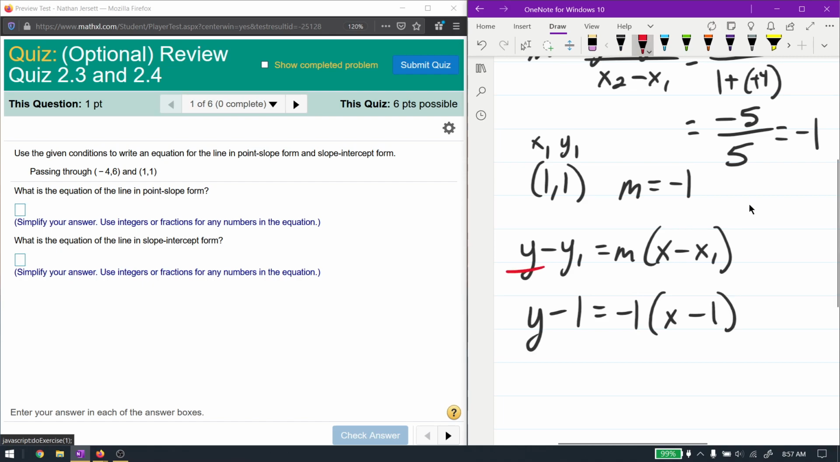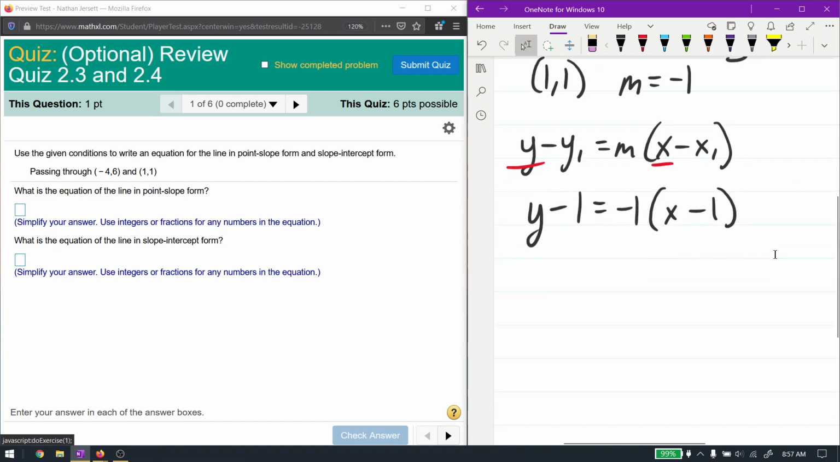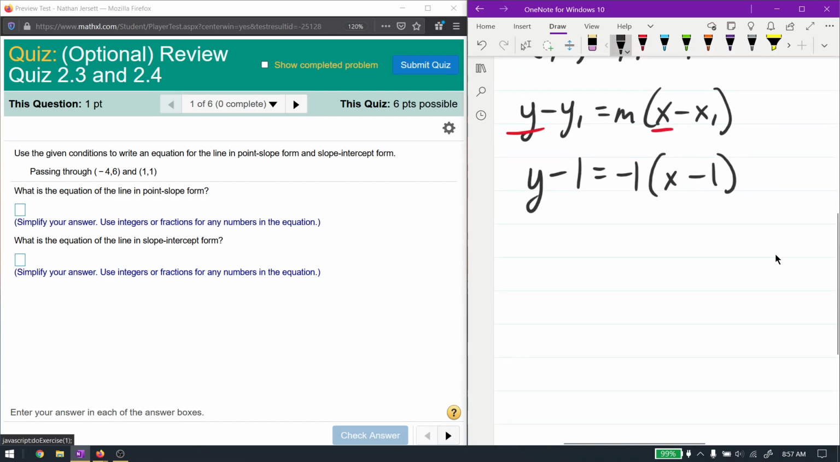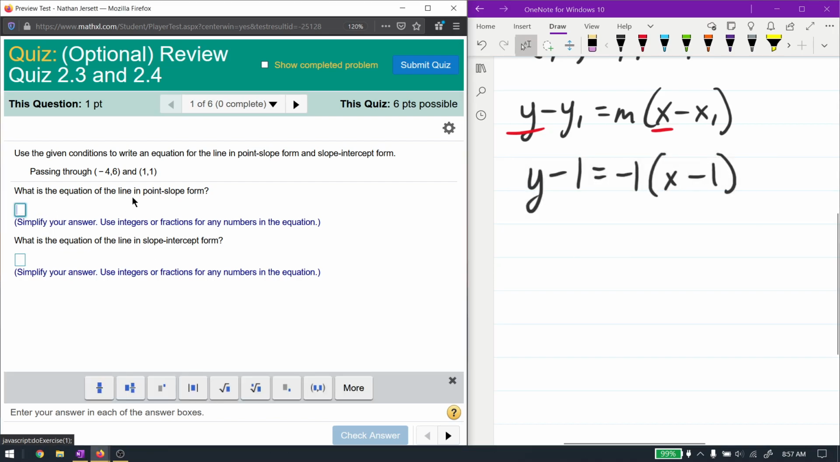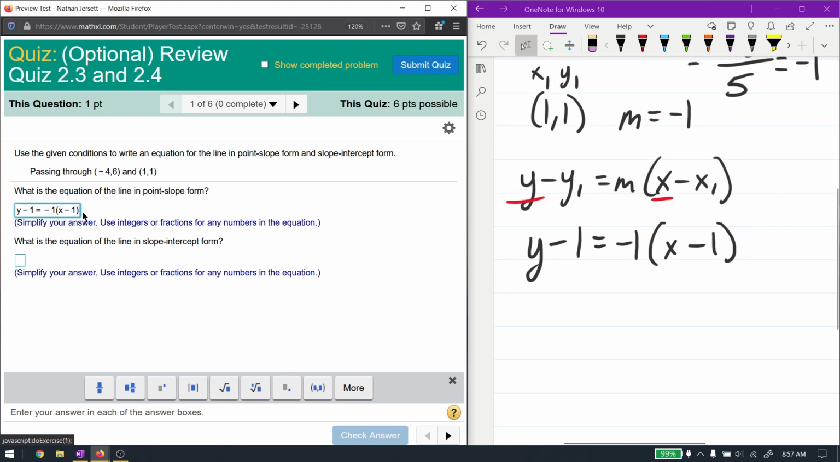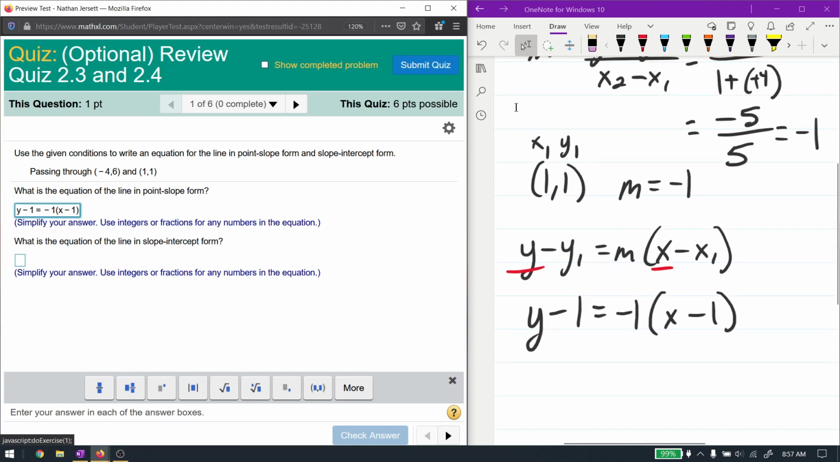The first y and the first x, these are the variables. They always stay as variables. You do not plug in a number for them. Now all I'm going to do is solve for y. Actually, first, this right here is the point-slope formula, so that's my first answer: y minus 1 equals -1 times (x minus 1).